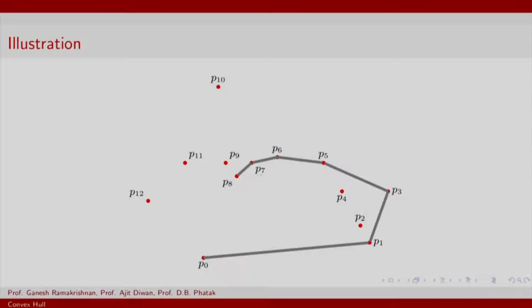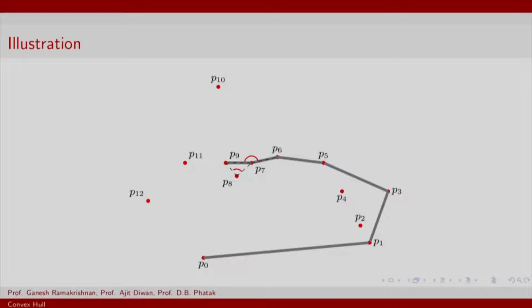We seem to be heading wrong. Are we going to correct this? Well, yes, pretty soon. So at P8 we still don't detect the problem, but when we consider P9 and look at the angle subtended by P9 at P8 with respect to P7, we find that now suddenly P9 is oriented counterclockwise with respect to P7 at P8.